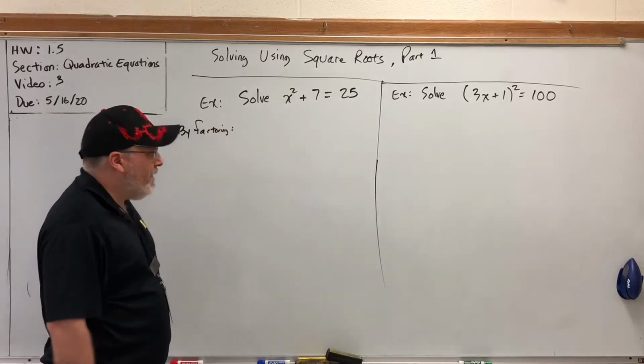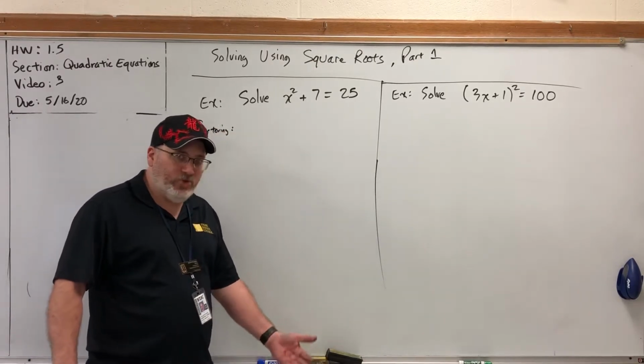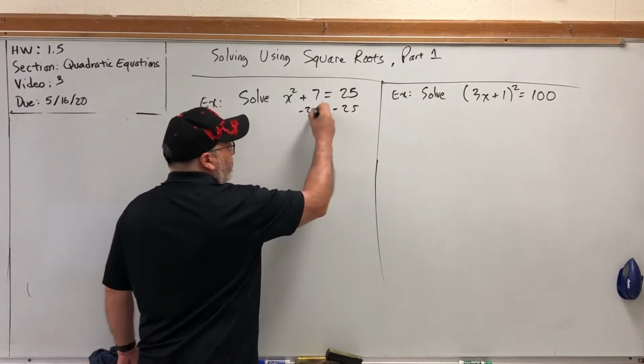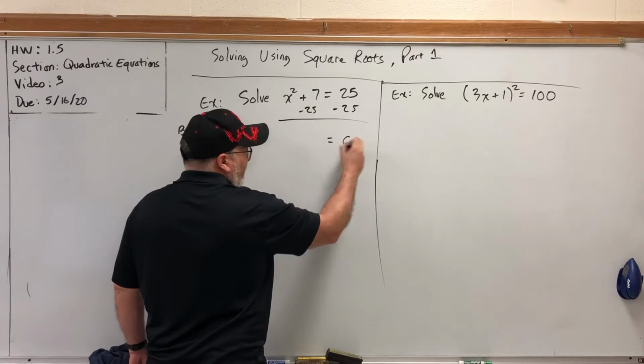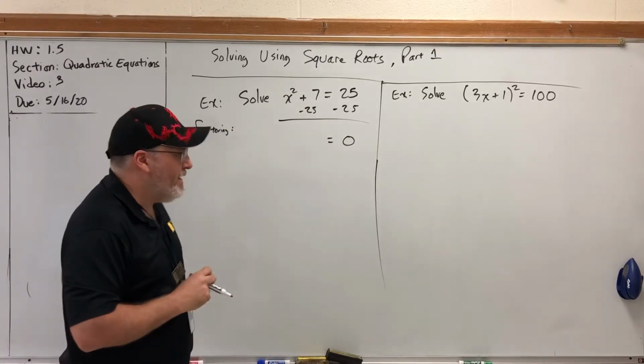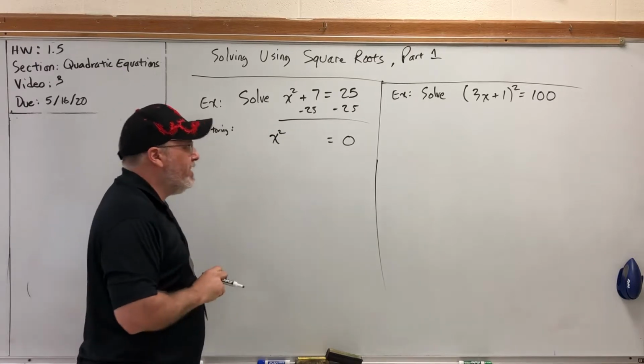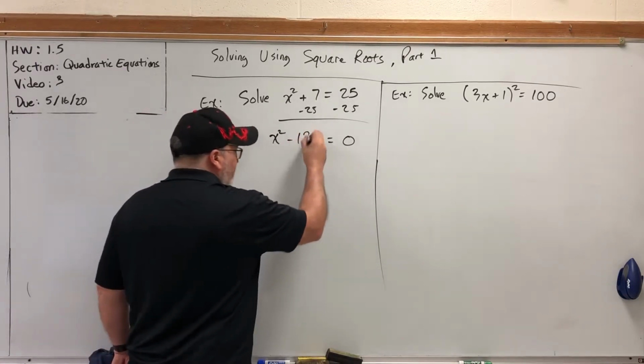Because to solve this by factoring, we would start by getting this equal to 0, which we could accomplish by subtracting 25 from both sides. I'll tell you up front, this is going to be a train wreck. We'll go back and do something different. But if we combine the positive 7 and the negative 25, we get negative 18.